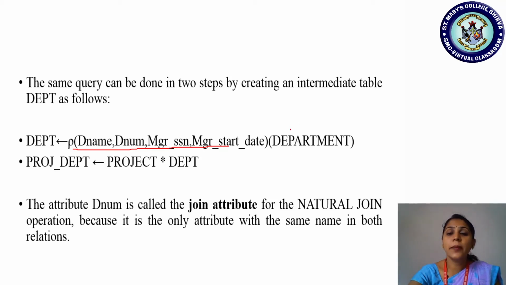So for which relation? Department relation. And store it in which relation? DEPT. This is a new relation name which is storing the intermediate result, that is after renaming. Then this is the relation which is going to join which one? Project and department relation. So project underscore department is a relation which is going to hold the result of natural join applied to which two relations? Project and department. So here project asterisk symbol department.